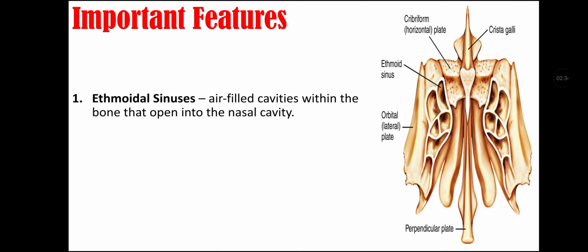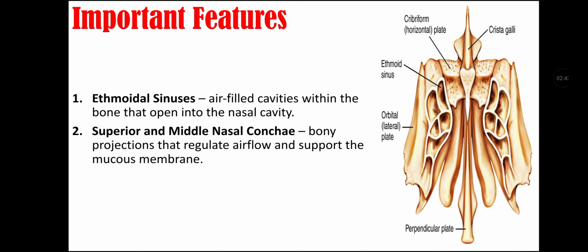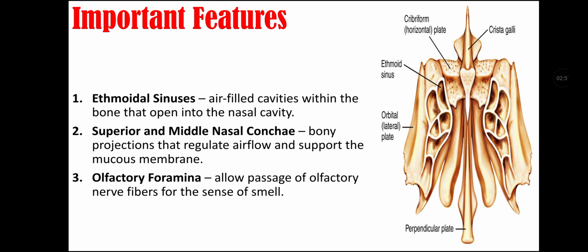Important features of ethmoid bone. First is ethmoidal sinuses, that are air-filled cavities within the bone that open into nasal cavity. Second feature is superior and middle nasal conchae. They are bony projections that regulate airflow and support the mucous membrane. Third feature is olfactory foramina. They allow passage of olfactory nerves that are fibers of sensory smell, that is first cranial nerve fibers.